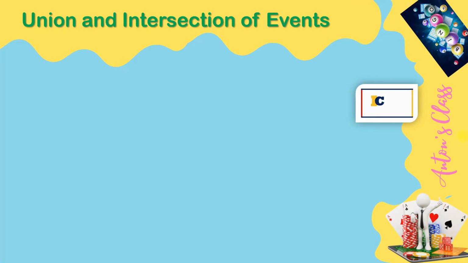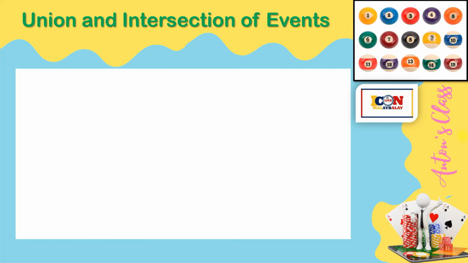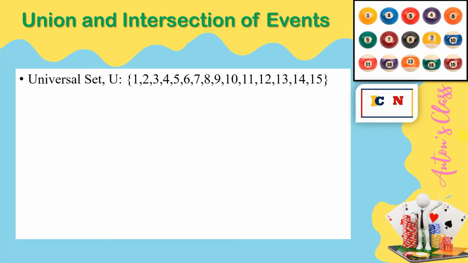Now, the union and intersection of events. Still using the billiard balls. Say for example, we have a universal set. And it's true, right? Because all the numbers from 1 to 15 are there. And also, let's consider another set, set A, having the elements 2, 4, 6, 8, 10, 12, 14. Okay, so even numbers belong to set A.